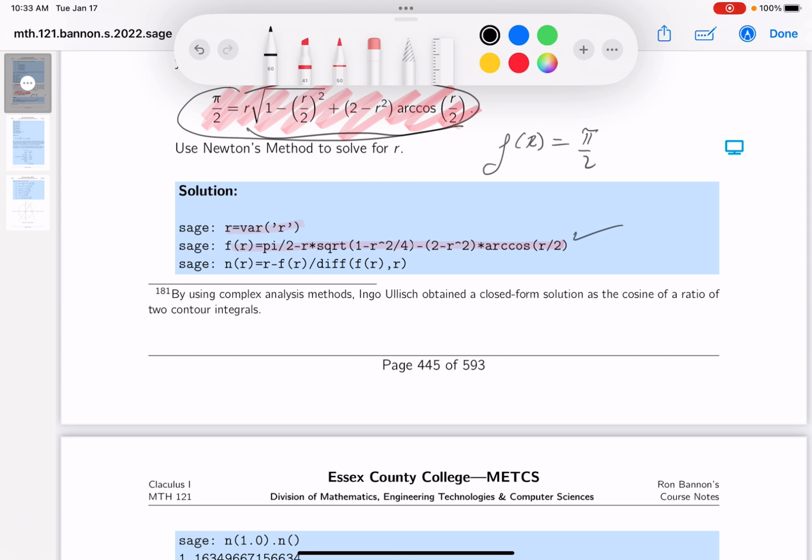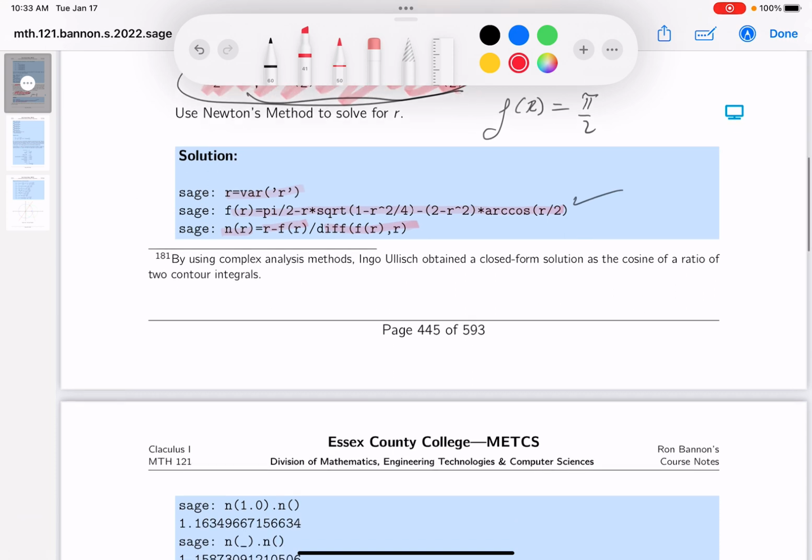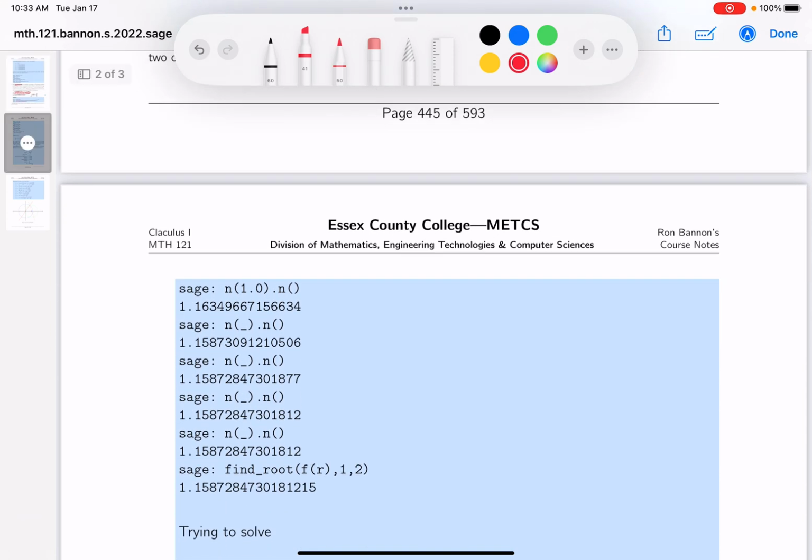And then I typed in Newton's formula, which I'm writing down as a function, by the way. The n stands for Newton, and it is a function of r. What is it? r minus the function divided by the derivative of the function, where the derivative is with respect to r. And then what I do is take an initial guess. My initial guess was 1. By the way, I'm using dot n notation, because I wanted it to return a numerical approximation. It does it pretty quickly.